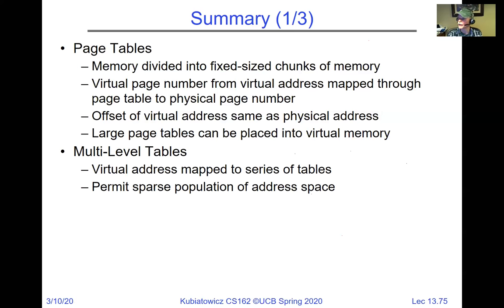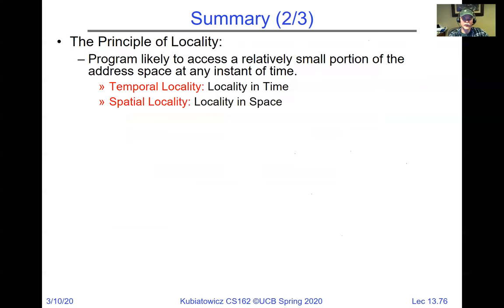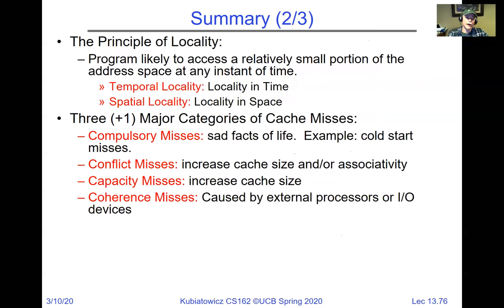We talked about multi-level page tables. Virtual addresses, in this case, map through a series of tables, and it gives a much better use of space for sparse addresses. And by the way, all the addresses you're ever going to use are sparse, especially in 64-bit where they're very large. And then we also talked about an alternative used by a few processors called an inverted page table, which uses a hash table for translation entries. And now we're starting to talk about principles of locality and caching. We'll pick that up next time.